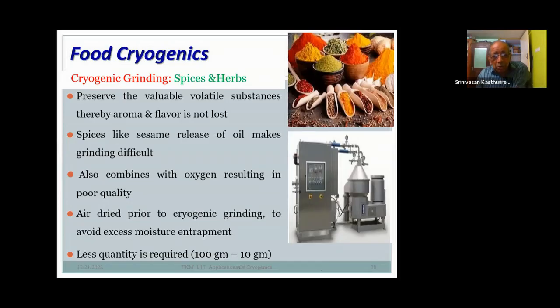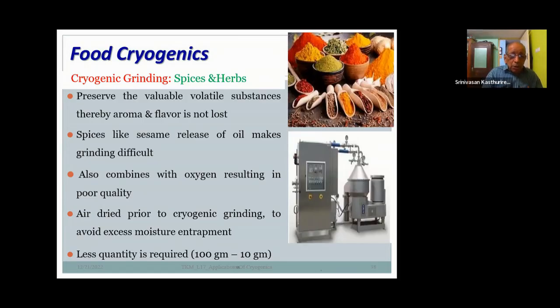For example, if I grind a spice, you can smell a flavor. These flavors will be there only for a short time. Afterwards, they will disappear because they come from certain oils, which are called etheric oils. These etheric oils have a low boiling point and therefore they vaporize. So to make sure that etheric oils are retained in the spice, you have to cool it to cryogenic temperature and then do the grinding operation.